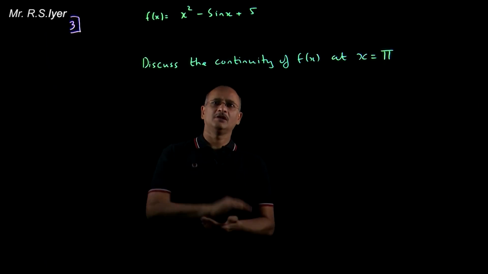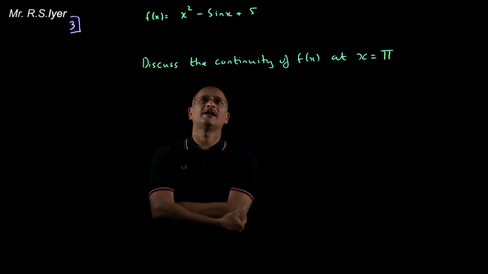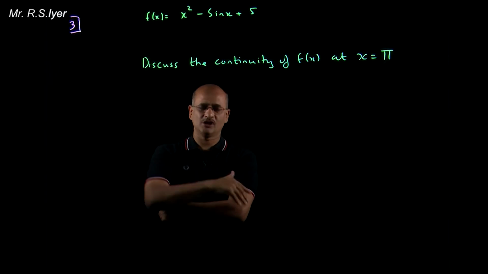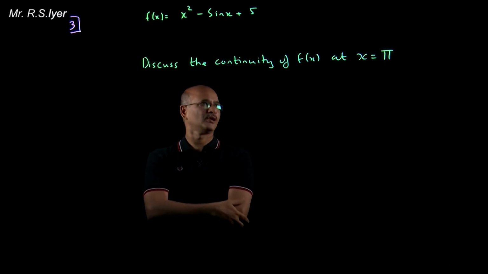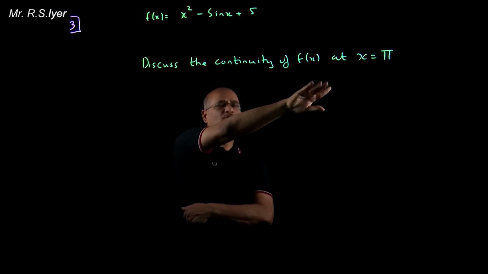Okay, children, the third question of our lecture is displayed on the board. f(x) is equal to x square minus sin x plus 5. So it's a single function. It's a very simple question. But when I look at the question: discuss the continuity of the function at x equals pi.